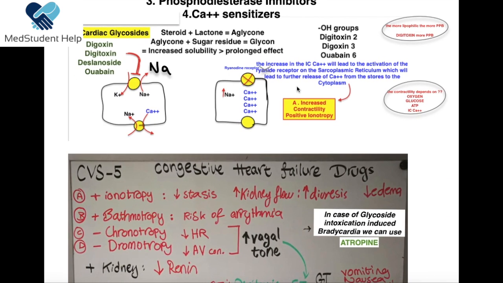So we have now two ways to increase the calcium in the cytoplasm. The first one was by cancelling this outward movement of the calcium, and the other one is that the sarcoplasmic reticulum is going to start releasing the calcium to the cytoplasm. So now we have increased calcium. This is going to increase the contractility, which means positive inotropy, right? This is the main function.